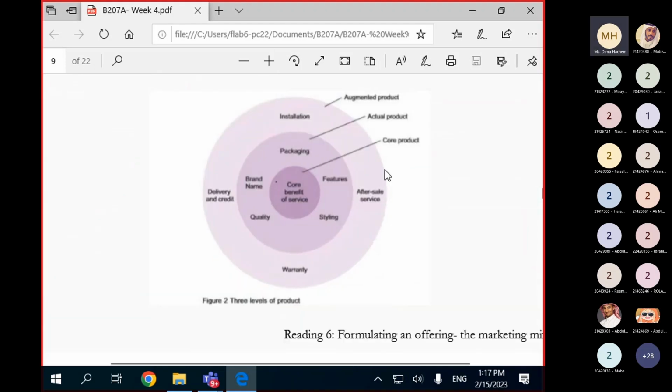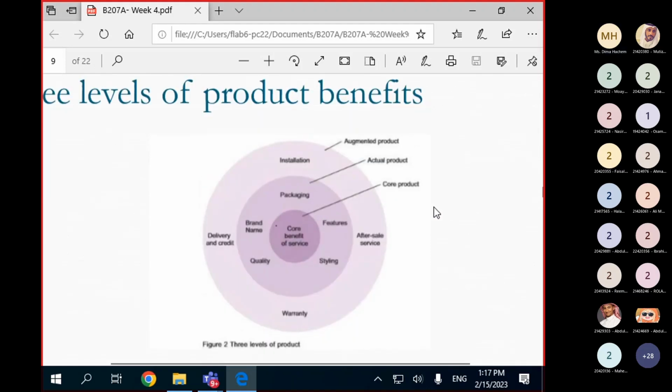So we have 3 levels of products, or 3 levels of product benefits. Here at the core benefit of the product, we have what we call the core product. All right, so let me give the example of my iPhone here. Okay, so I have an iPhone. What is the core benefit of this phone?